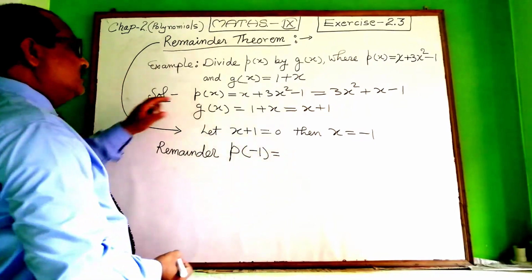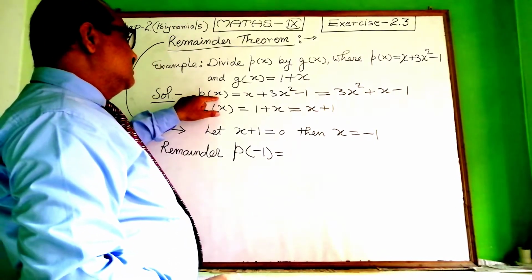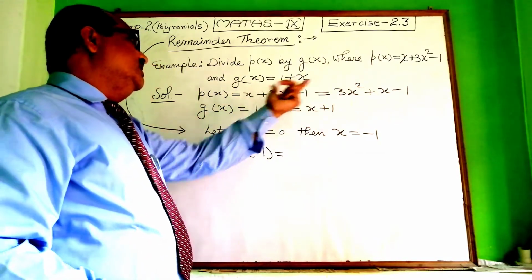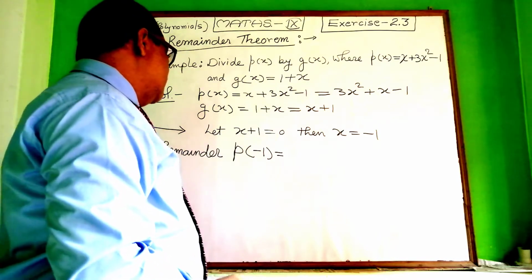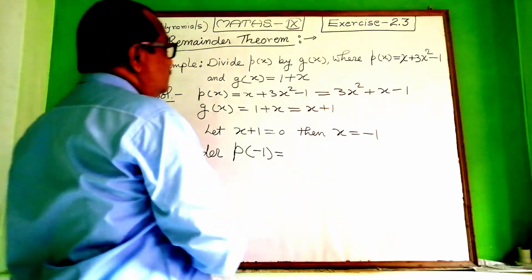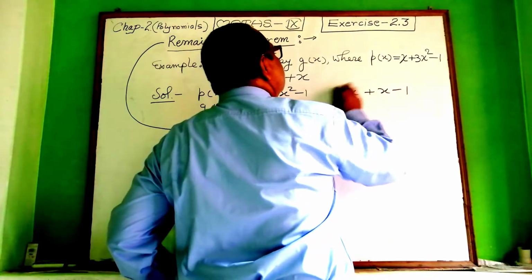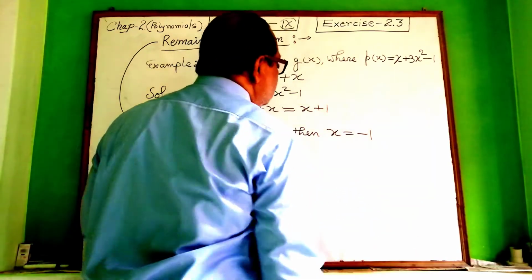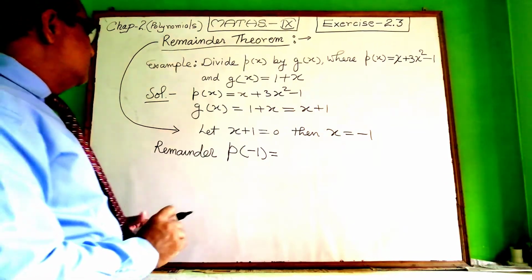What does it mean? We know p(x). The value of p(x) is this one. So anywhere we can write the value. Since we don't want to divide, no need to write like this. We can solve it using the remainder theorem.